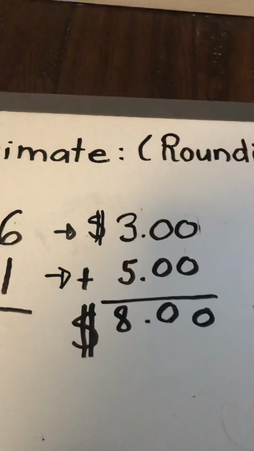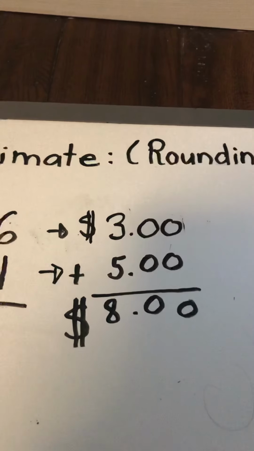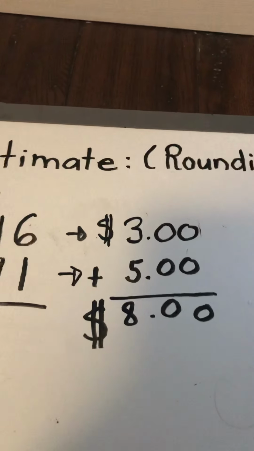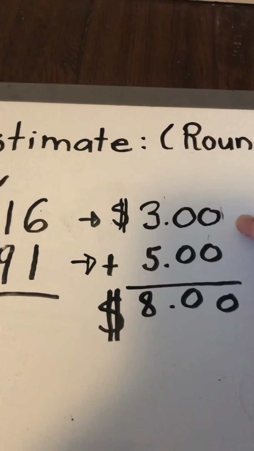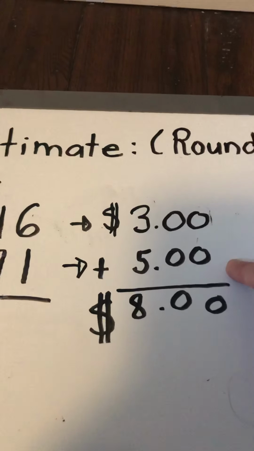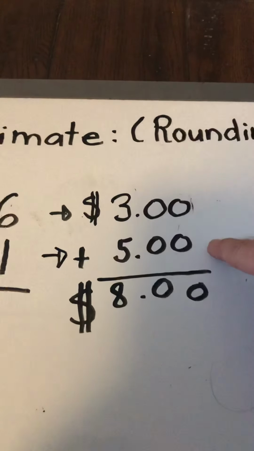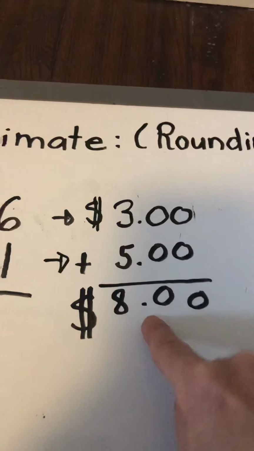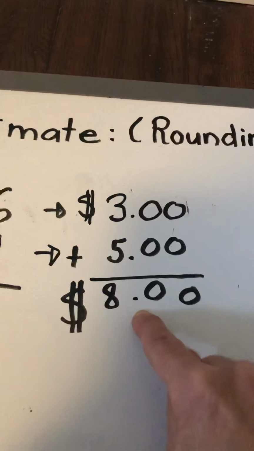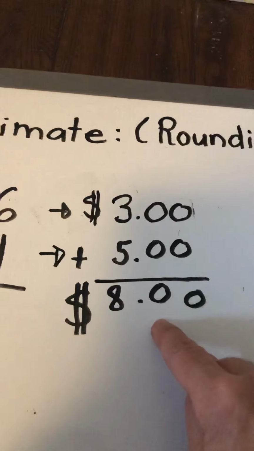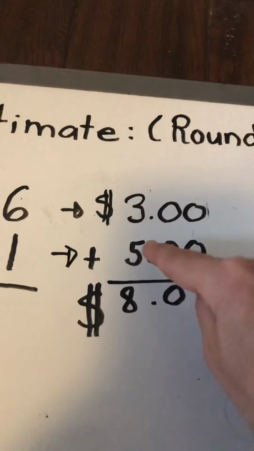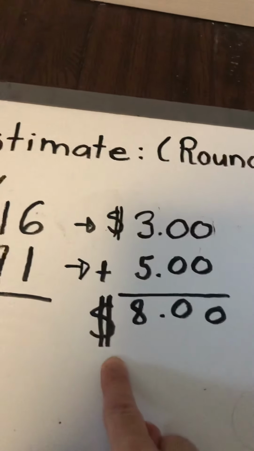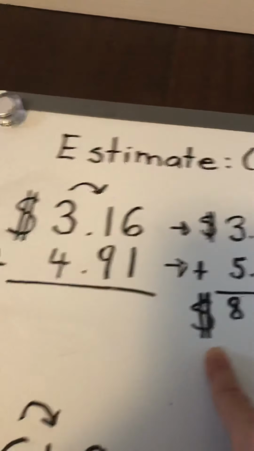The only difference is we're talking money, so make sure that you put that decimal point right there that separates the cents and separates the dollars. And then we look at it as 300 plus 500, or it's actually $3 plus $5. 0 plus 0 is 0, 0 plus 0 is 0. Put your decimal point that separates your cents and your dollars right there, and then 3 plus 5 is 8. Don't forget to put your dollar sign because you're talking money. So there you go. That's how you estimate.